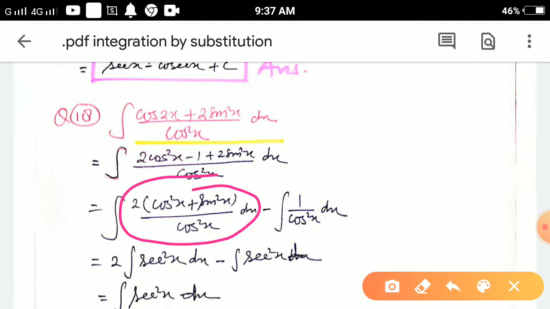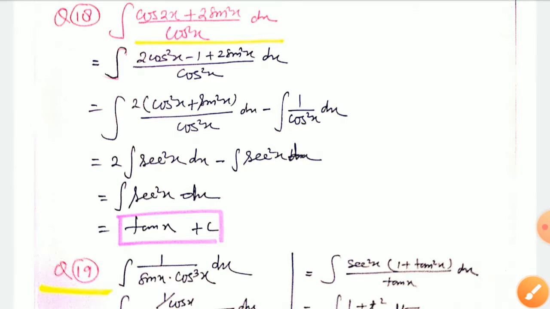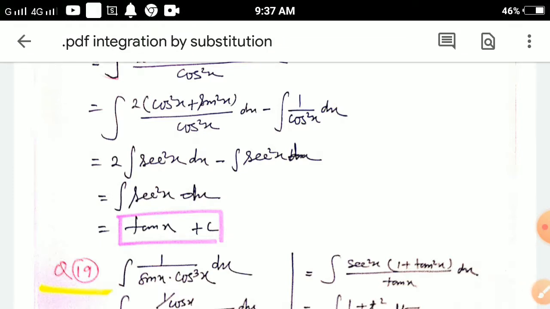Cos square x plus sin square x is equal to 1, and 1 upon cos square x is equal to sec square x. Therefore, it will be 2 sec square x dx minus 1 by cos square x, which is equal to sec square x dx. Now 2 sec square x dx minus sec square x dx will be sec square x dx, and we know that the integration of sec square x is equal to tan x, and c is the integration constant.